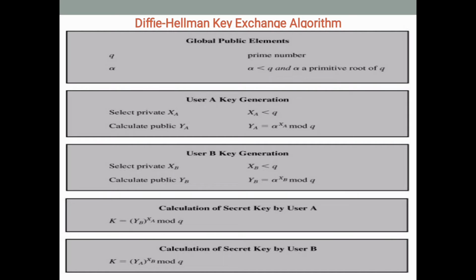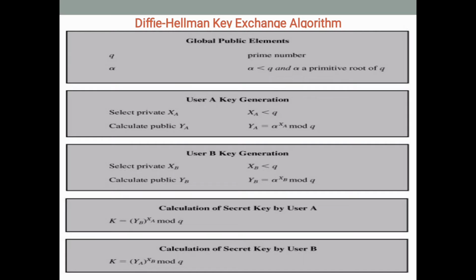So by using that, and also here the XB should be less than Q. The XB and the XA, the private keys, should be less than Q. So private key XB is selected by user B, and he can calculate the public key YB is equal to alpha power XB mod Q.